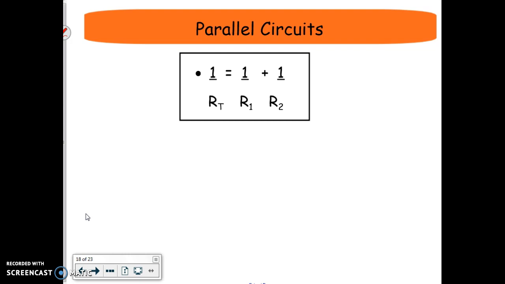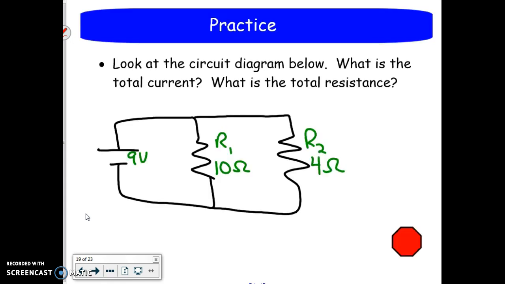But there's another way that you could find the total resistance in a parallel circuit, and that's looking at V equals IR, Ohm's law overall. So here's an example. Look at the circuit diagram below. What is the total current? What is the total resistance?